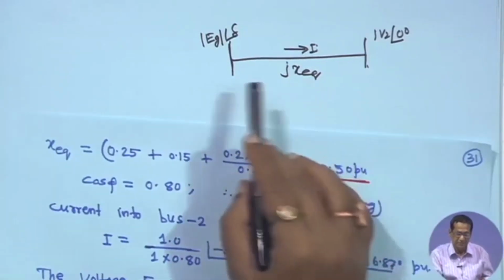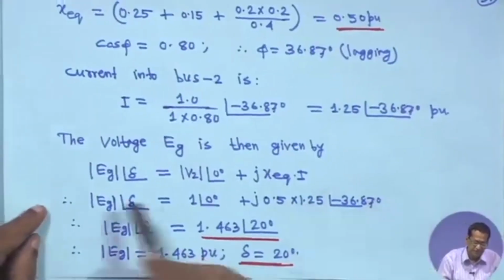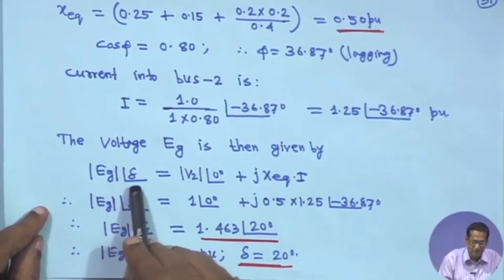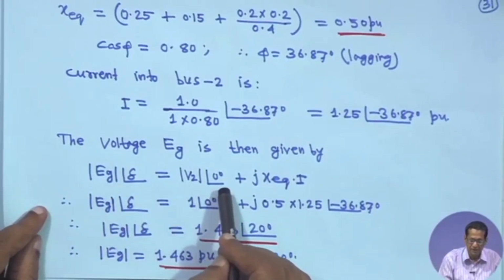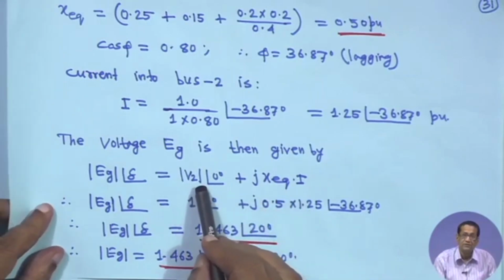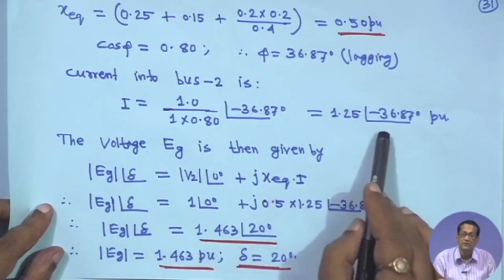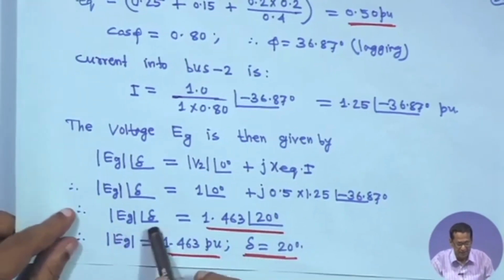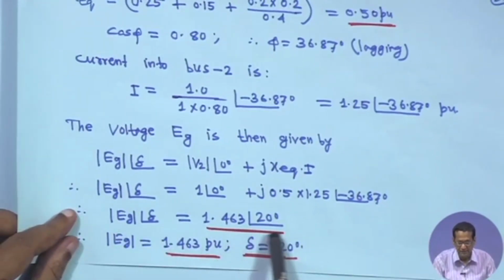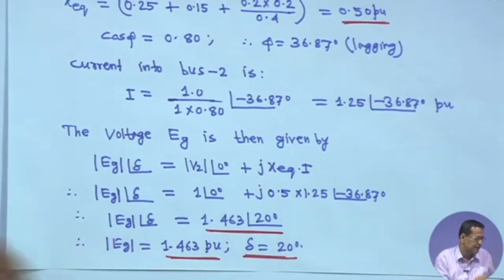This way the current I is also computed. Then magnitude E_g angle delta you can write as V_2 angle 0 degree plus j x_eq into I. But we know that magnitude V_2 is 1, x_eq we got 0.5, and I also you have got this value. If you put it in, you will get E_g angle delta equal to 1.463 angle 20 degree. Therefore, voltage magnitude E_g is 1.463 per unit and delta is equal to 20 degree.